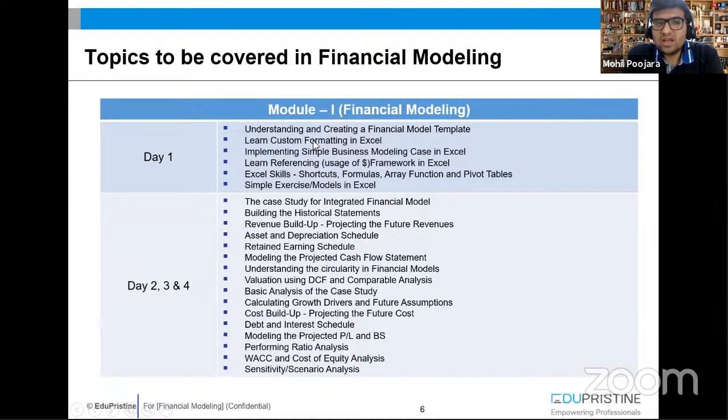We start with understanding the basics of Excel. Day one is just to understand Excel because we'll be doing heavy modeling in Excel. Some of the people who join the course have experience with Excel, some of them don't. The first session is just built to level the playing field.